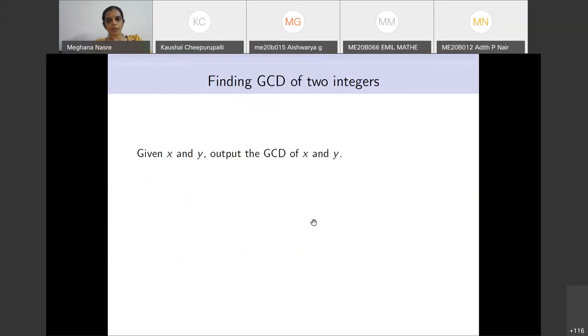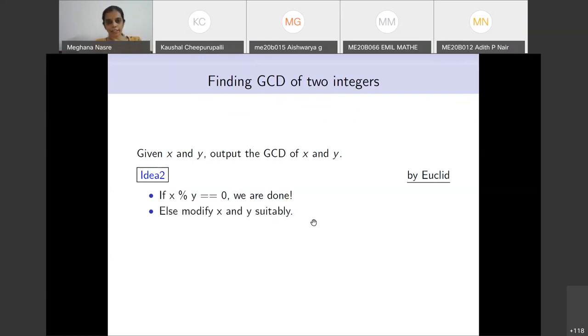Okay, so moving on, we also looked at this very nice idea by Euclid, where it says that if y divides x, and we will assume throughout our iterations that x is always the greater of the two, or x is no smaller than y. So if y divides x, that is x mod y is equal to 0 in our language of C, then we are done. Then we simply output y as our GCD.